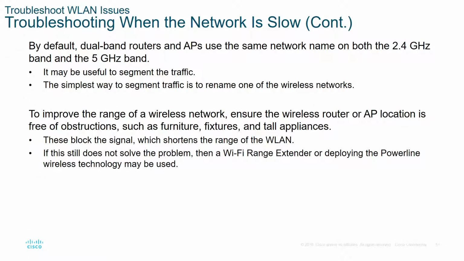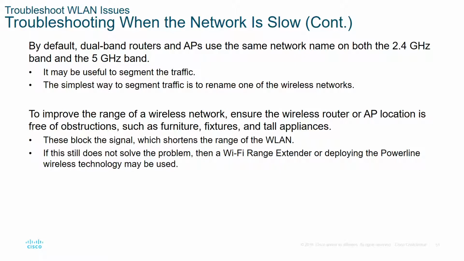By default, dual band routers and access points use the same network name on both the 2.4 GHz band and the 5 GHz band. It may be useful to segment the traffic. The simplest way to segment the traffic is to rename one of the wireless networks.